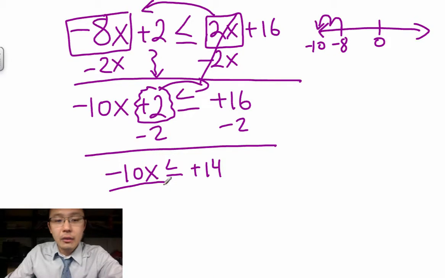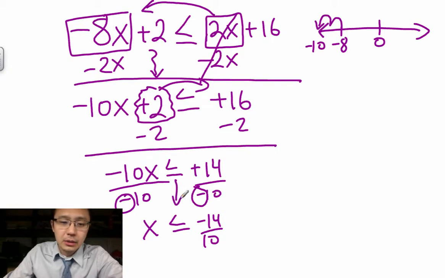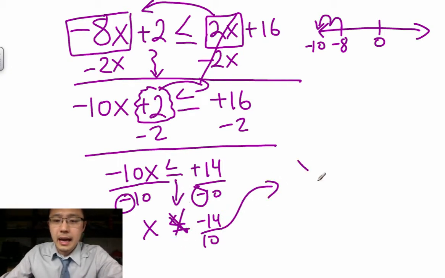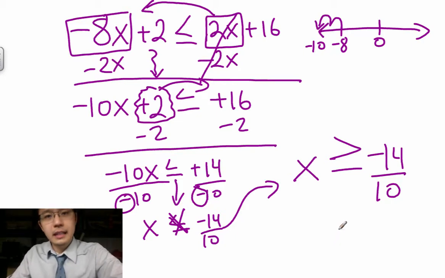And now finally I want 1x. Right now I have negative 10x's, which is no good, so I'm going to divide by negative 10. Negative 10, x is less. Oh wait a minute, what did I forget to do? Because I divided both sides by a negative number, I need to switch this sign. So this sign is wrong. I need it to be x is greater than or equal to negative 14 over 10. That's how you do it.